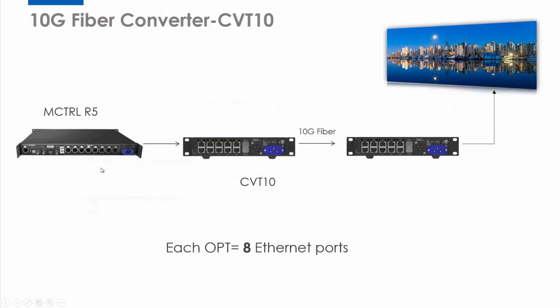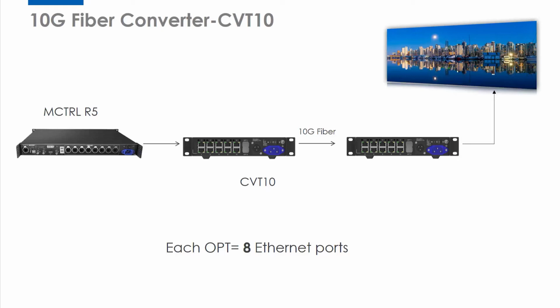As you can see, the M-Control R5 has 8 Ethernet ports. Yes, 8 Ethernet ports. So each OPT port of the CVT10 can handle 8 Ethernet ports, not only for the M-Control R5, but also processors like the M-Control 4K with 16 ports and the Nova Pro HD Junior with 16 ports. If they work with the CVT10, each OPT port of the CVT10 handles 8 Ethernet ports.